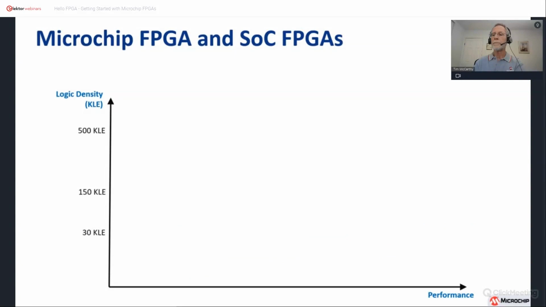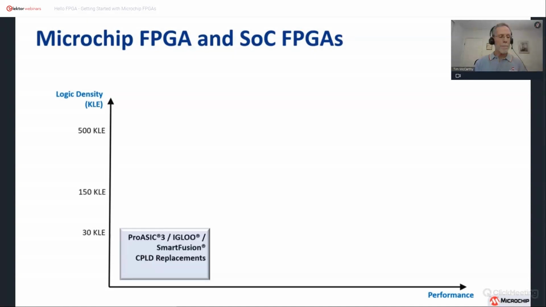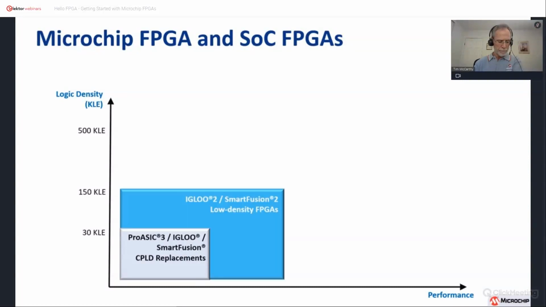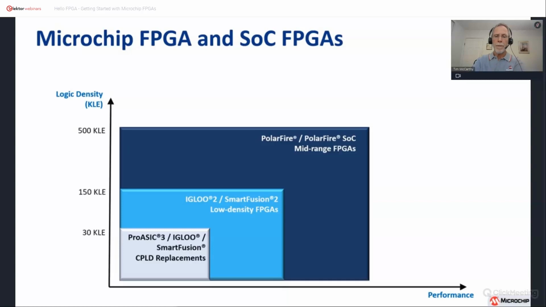In this video, I'll give an overview of 3 generations of Microchip Flash FPGAs. I'll start with the 3rd generation ProASIC 3, Igloo, and SmartFusion families. These are very low density devices that can be used in place of CPLDs. After that, I'll describe the Igloo 2 and SmartFusion 2 4th generation low density families. Then I'll describe the PolarFire and PolarFire SoC 5th generation mid-range families. All of these families are very low power, have a programming element that's immune to single event upsets or SEUs, and are live at power up.